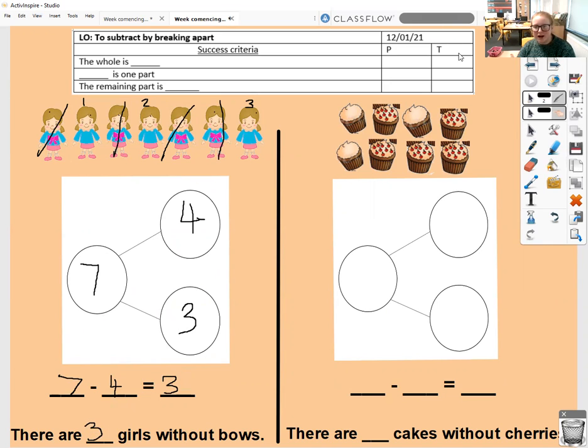Brilliant. I would like you now to pause your screen and have a go at this one on your own. I want to know how many cakes there are without cherries. Can you please complete the part whole model and the number sentence before coming back, and we'll look at it together.